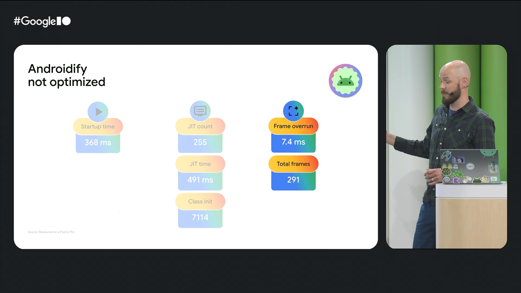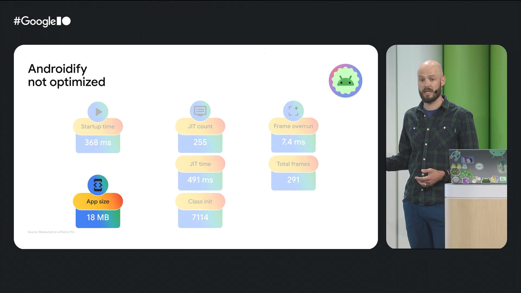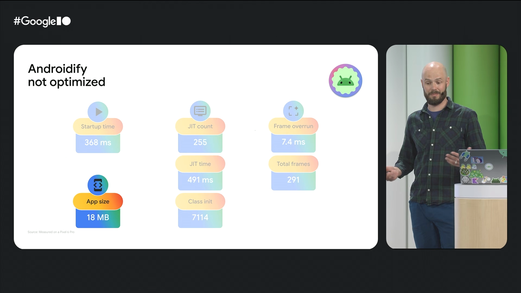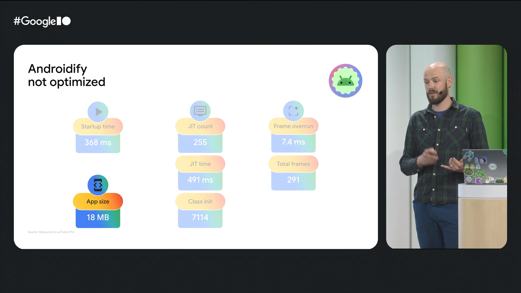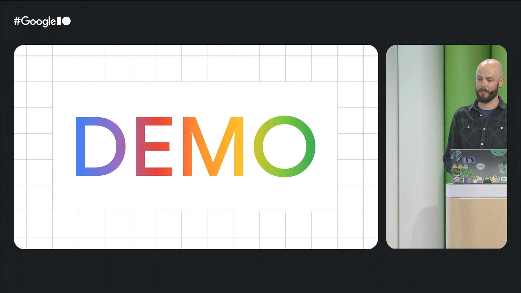We're also tracking frame overrun and, just for fun, the total frames rendered during that benchmark. The APK size at the time was 18 megabytes, and those numbers come from an app from a version that doesn't use any guided optimization. So neither R8 nor startup, no baseline profiles. So we should be able to very quickly improve those results. So let's go back to a demo.